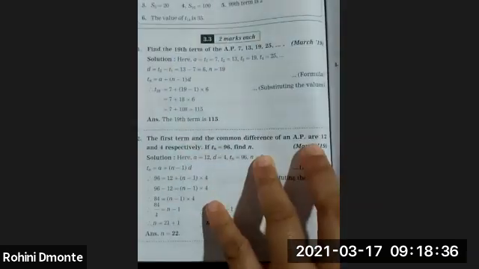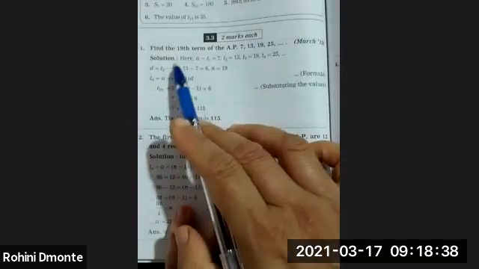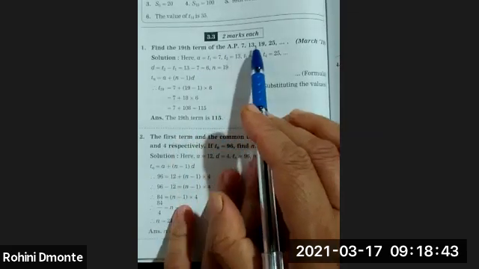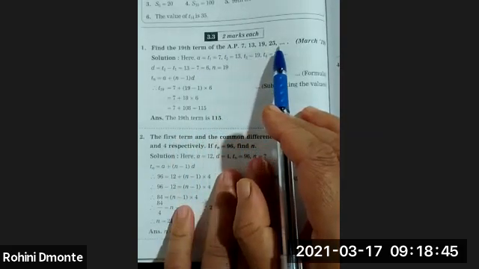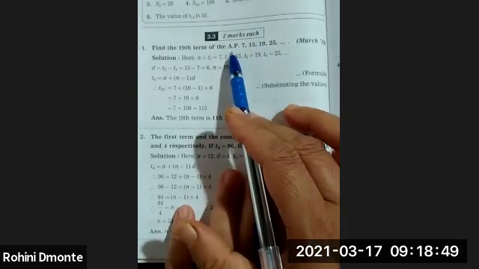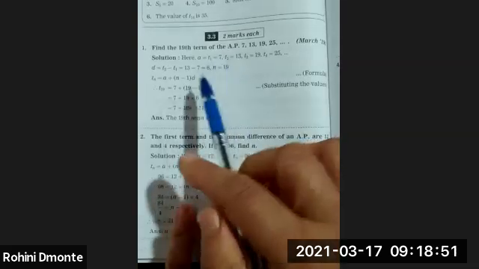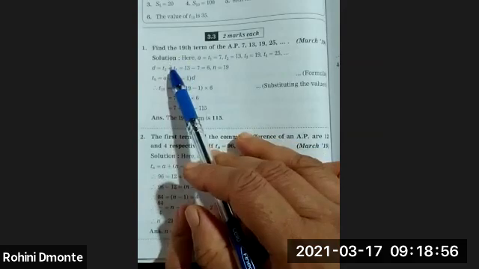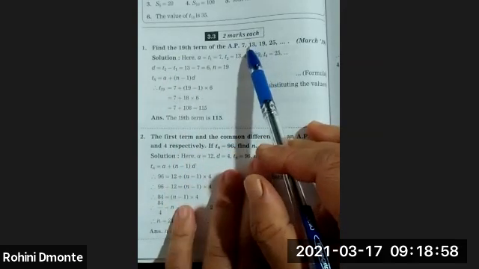Find the 19th term. Find the 19th term of the AP 7, 13, 19, 25. See, look here. What is given over here? The sequence given is an AP. And what you have to find out? The 19th term. So first of all, you have to start with what is given.